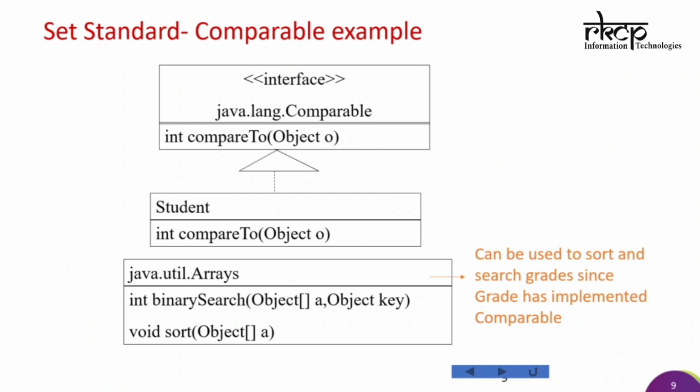Now, any class which wants to do sorting must implement this Comparable interface. And inside the class you have to override the compareTo method. After overriding, there you will write the logic of comparison, and based on that the sorting will happen.